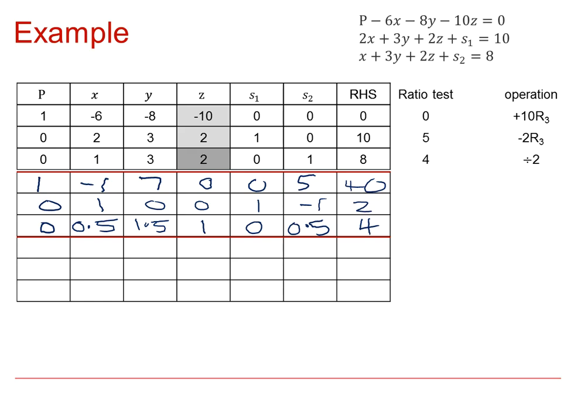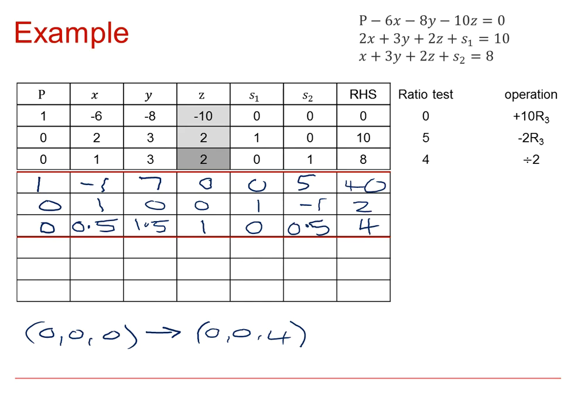Note here that p has now risen from 0 to 40, that s1 has a value of 2, and that z has a value of 4. So we have moved from starting at the origin to the point 0, 0, 4. As expected, an increase in the z direction. X, Y and S2 are all 0.